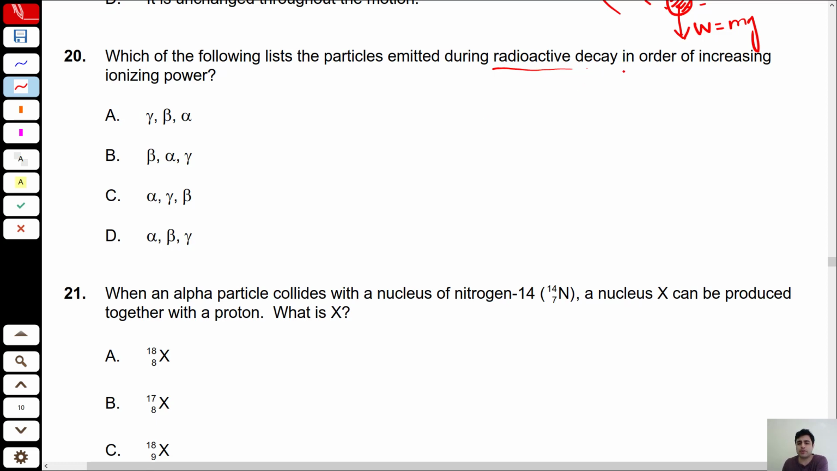Emitted during radioactive decay, so the radioactive particles that are produced during the decay process can be alpha, beta, or gamma, in order of increasing ionizing power. So you need to know what ionizing power is. Ionizing power is the ability of the particle to knock out the outermost valence electron of an atom.